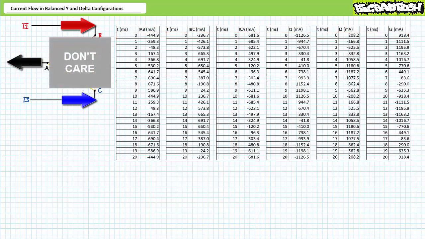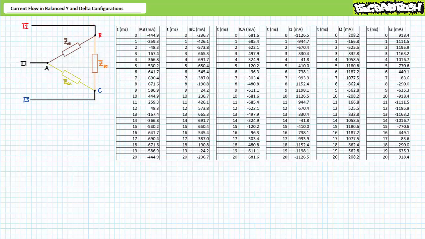Even when we don't concern ourselves with the internal workings of the balanced delta, but rather restrict our analysis to just the lines, Kirchhoff's current law holds true. If this is an unknown box with 3 lines leading to it, we could still apply Kirchhoff's current law. At t equals 0 milliseconds, line 2 dumps 208.2 milliamperes of current into the balanced delta at node B, and line 3 dumps 918.4 milliamperes of current into the balanced delta at node C. As a result, line 1 exhausts 208.2 plus 918.4, or 1,126.5 milliamperes from the balanced delta at node A.